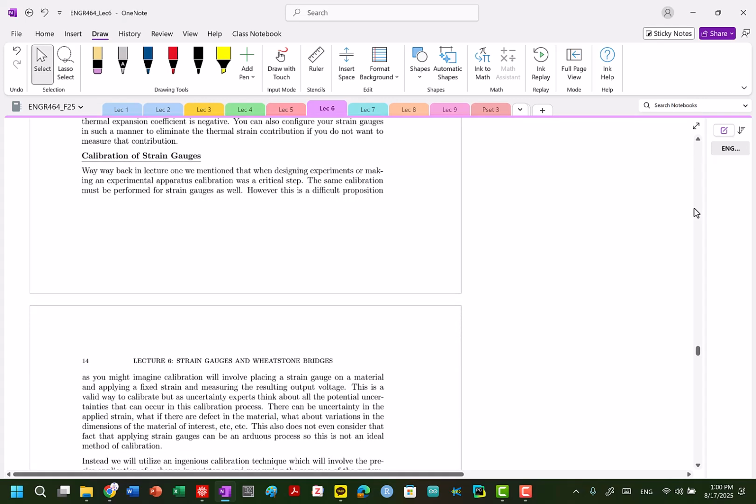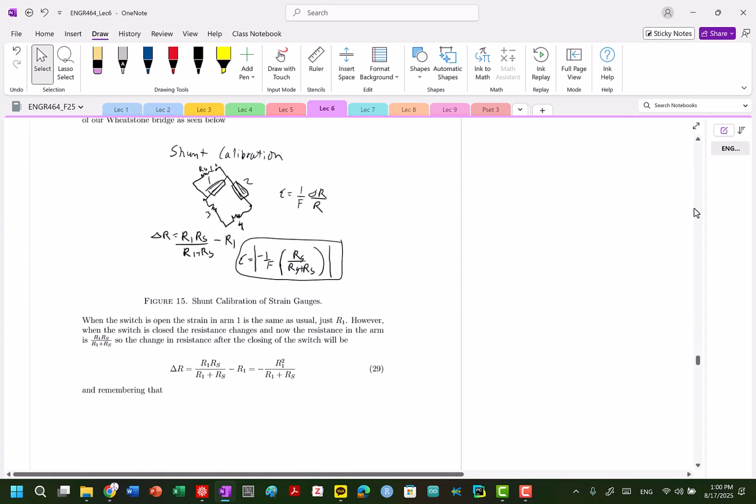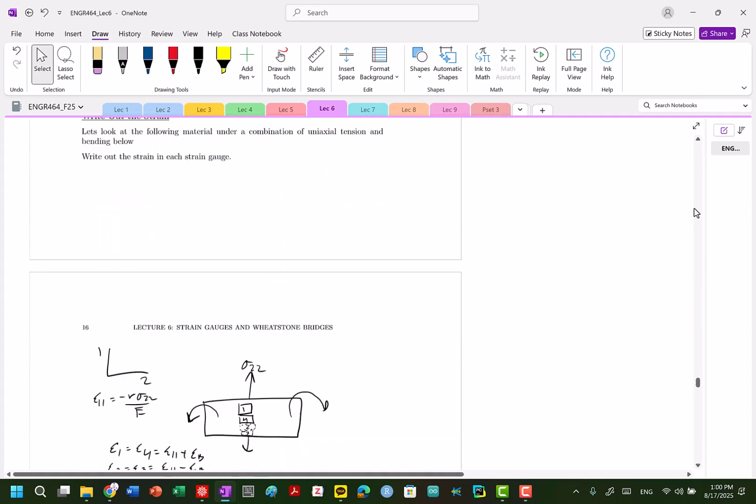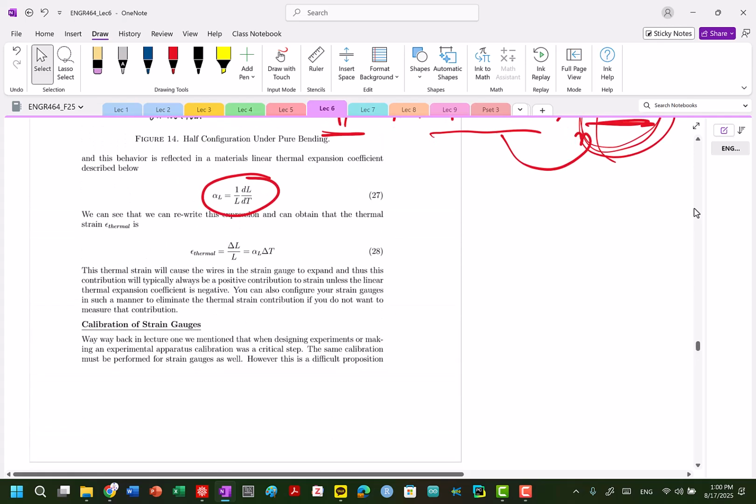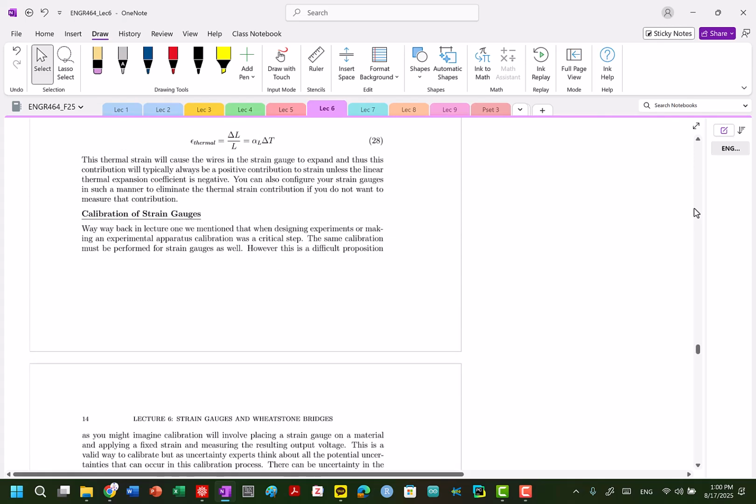Excellent. Now before we get into some worked examples and some other combined loading states, we're going to talk about calibration, and one really cool way to do a shunt calibration for your strain gauges. We'll get into that next time, and then we'll get into some more complex loading states. But this is a good crash course into how you convert change in voltage to strains and how you want to write out some of these problems.